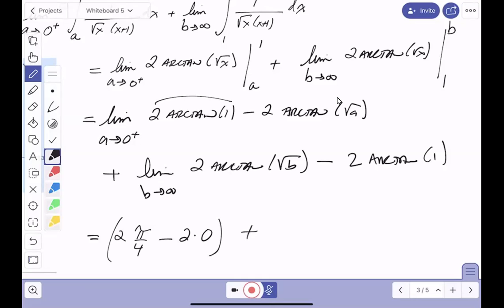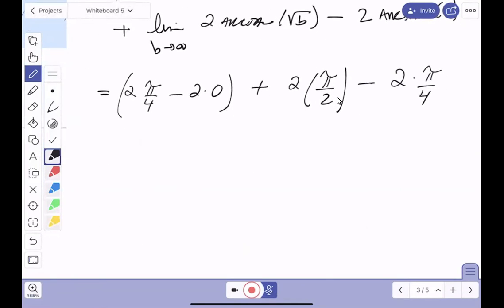Let's do the next one. Now, as b goes towards infinity, the root of infinity is infinity, and the arctan of infinity is asymptotic to pi over 2. Minus, oh boy, 2 arctan of 1 is pi over 4. Okay, some work to be done, and I'll go through the work with you. I get pi over 2 minus 0 plus pi minus pi over 2. And this gives me pi.